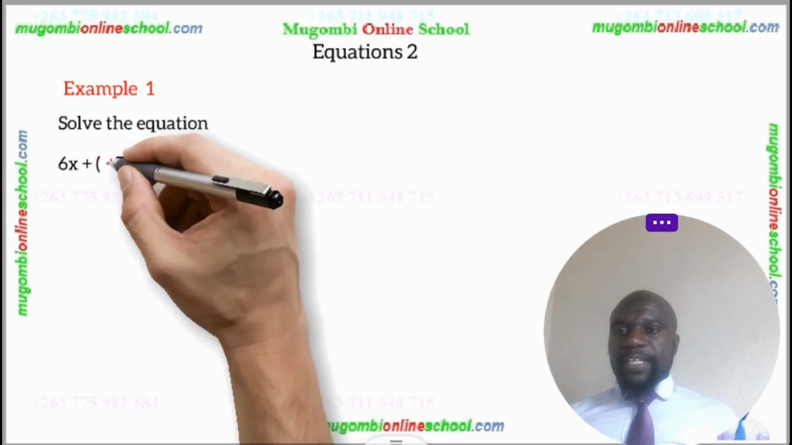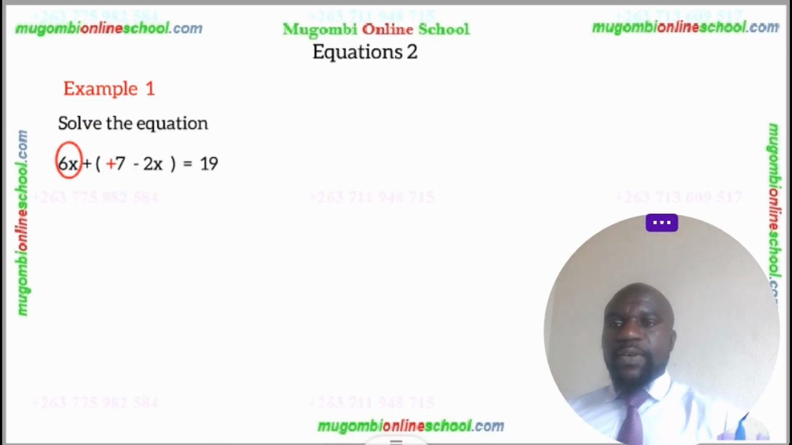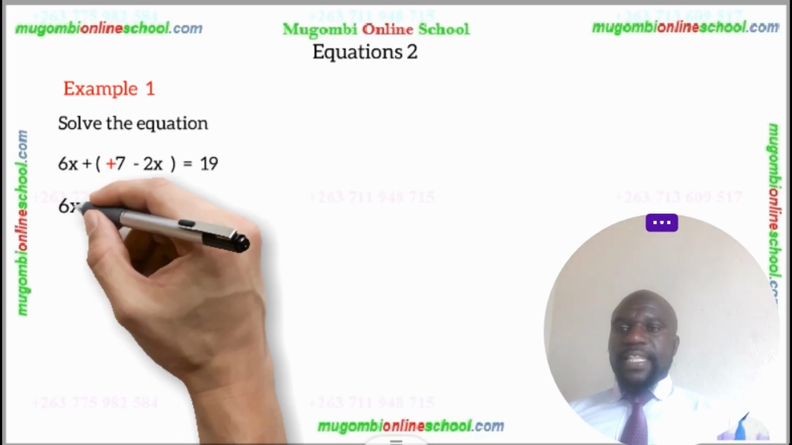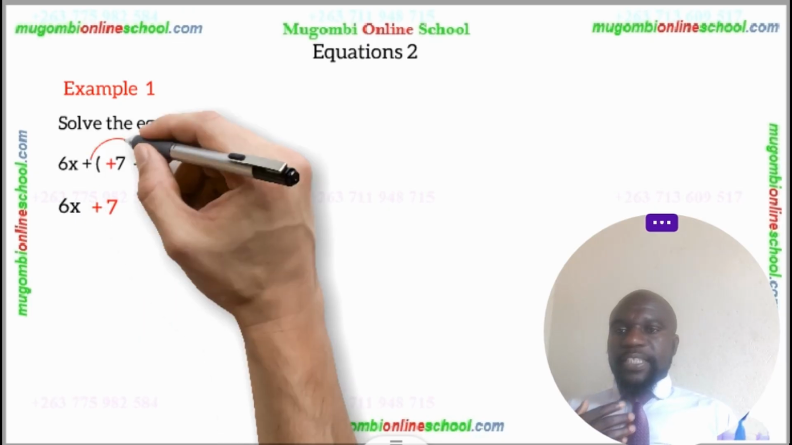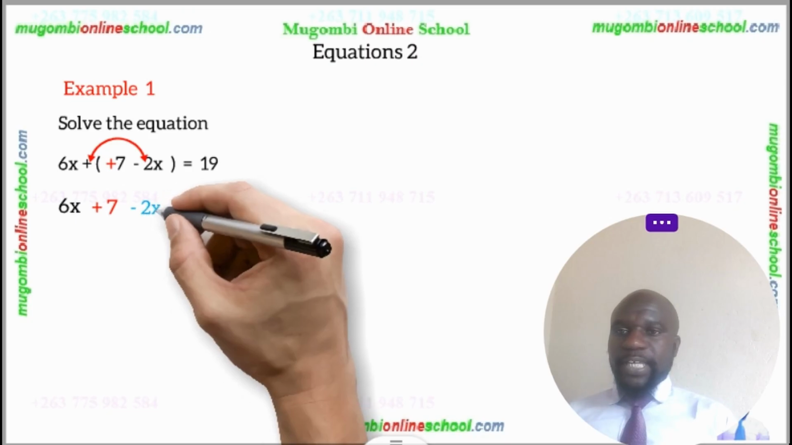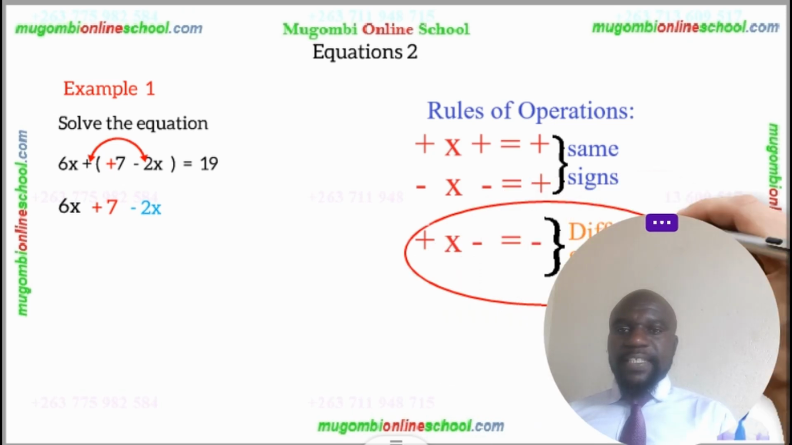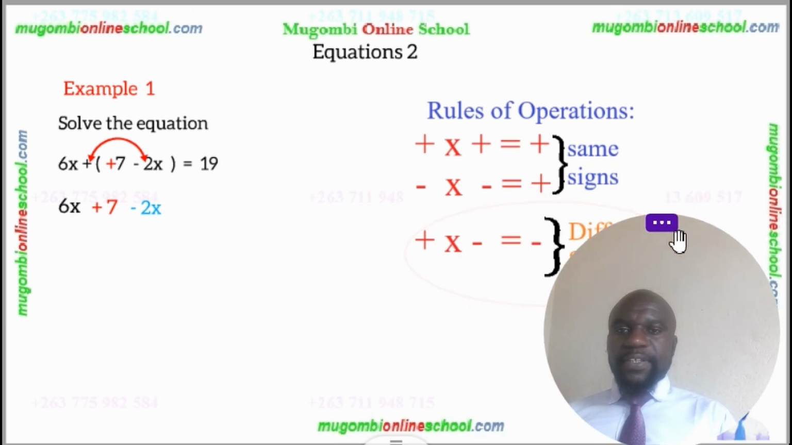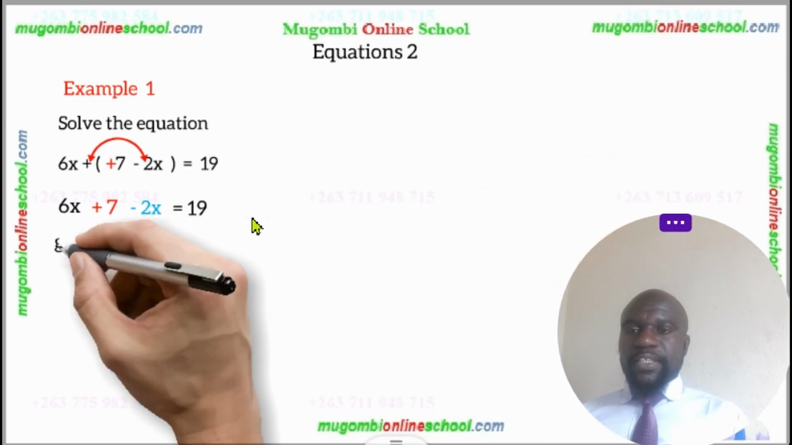How do we remove them? It's very simple. Here is positive 7 if nothing is written. And then we are going to write 6x like this. Then positive times positive. This will actually give us positive 7. And then positive times negative 2x. This will give us negative 2x. Because we have multiplied different signs, positive by positive or negative by negative. Let me switch for you to see. All right. And then is equals to 19.